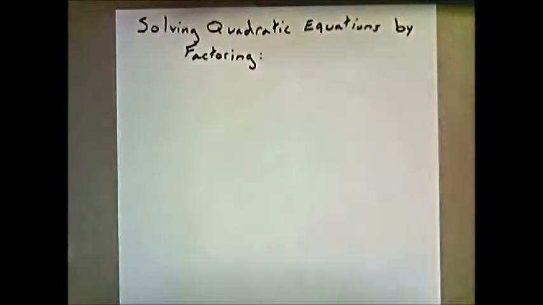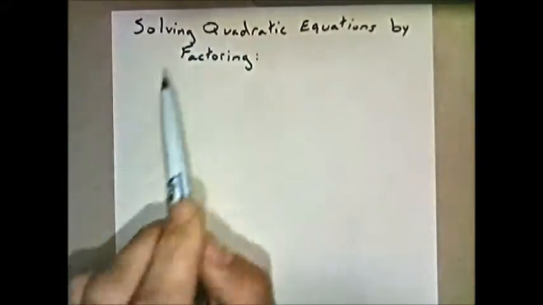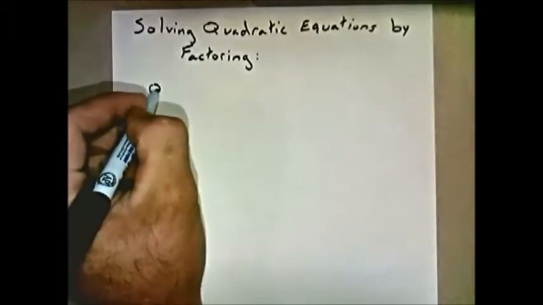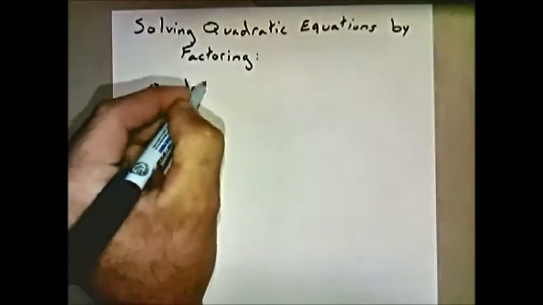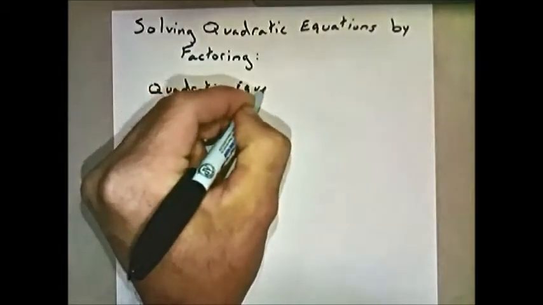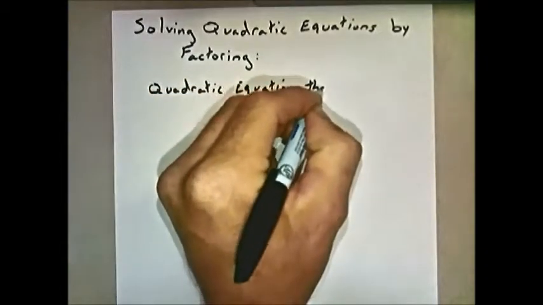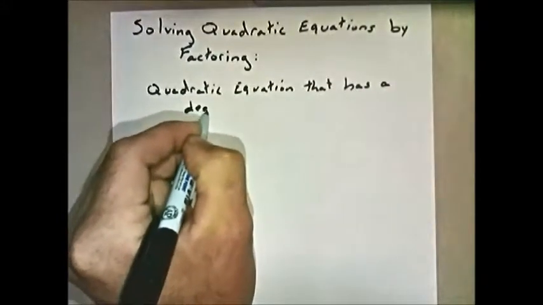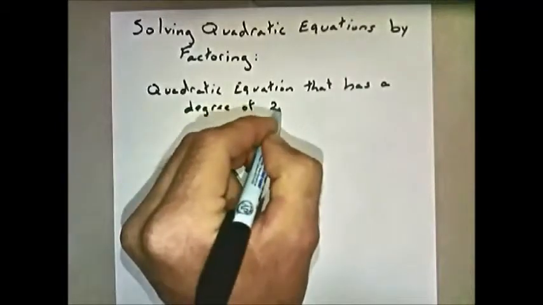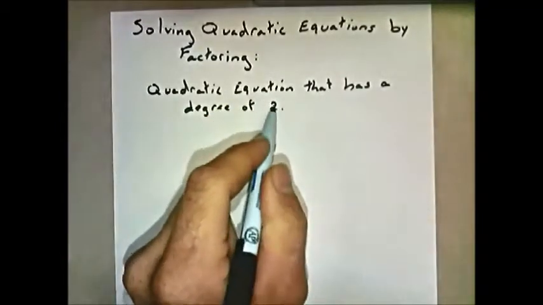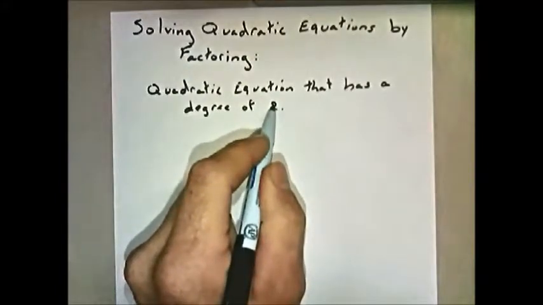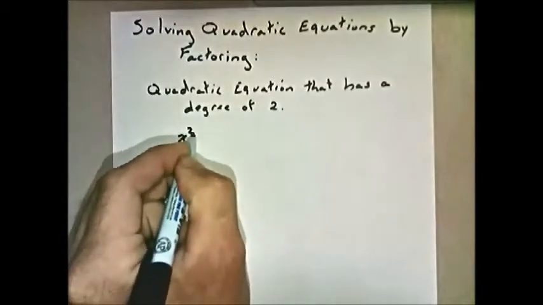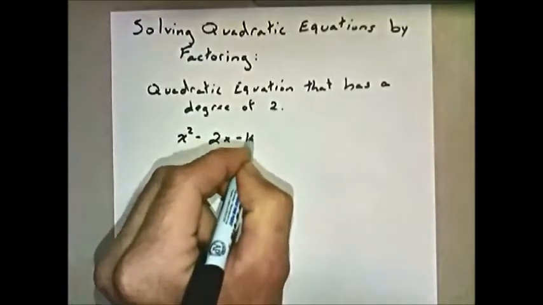Solving equations by factoring requires us first to know what a quadratic equation looks like. A quadratic equation is simply any equation that has a degree of 2. So remember, our degree of 2 means we have an exponent of 2, and the degree means it's the largest exponent. So an example would be x squared minus 2x minus 15.